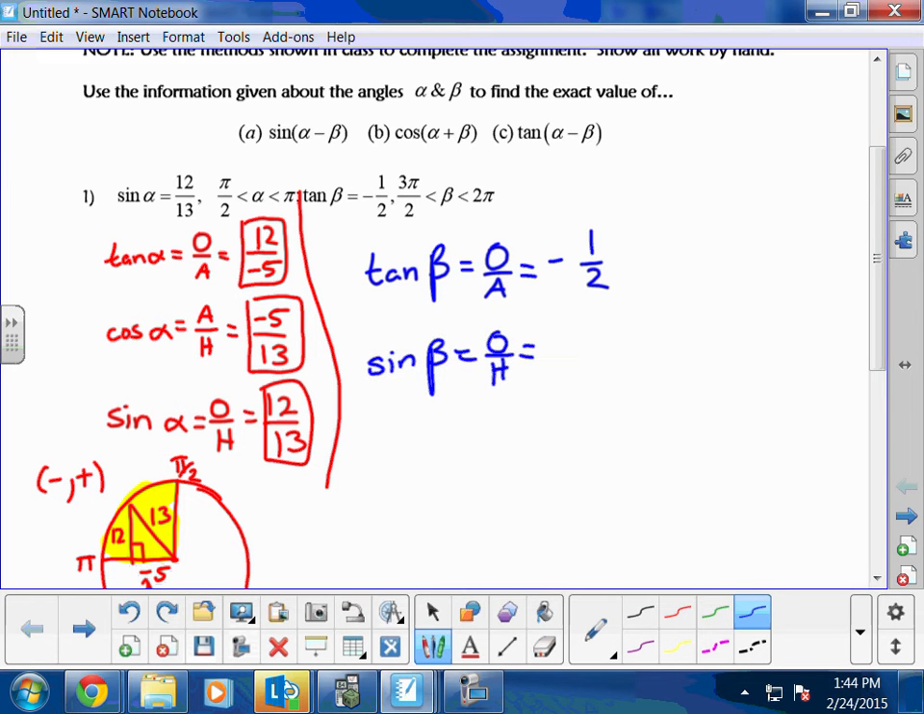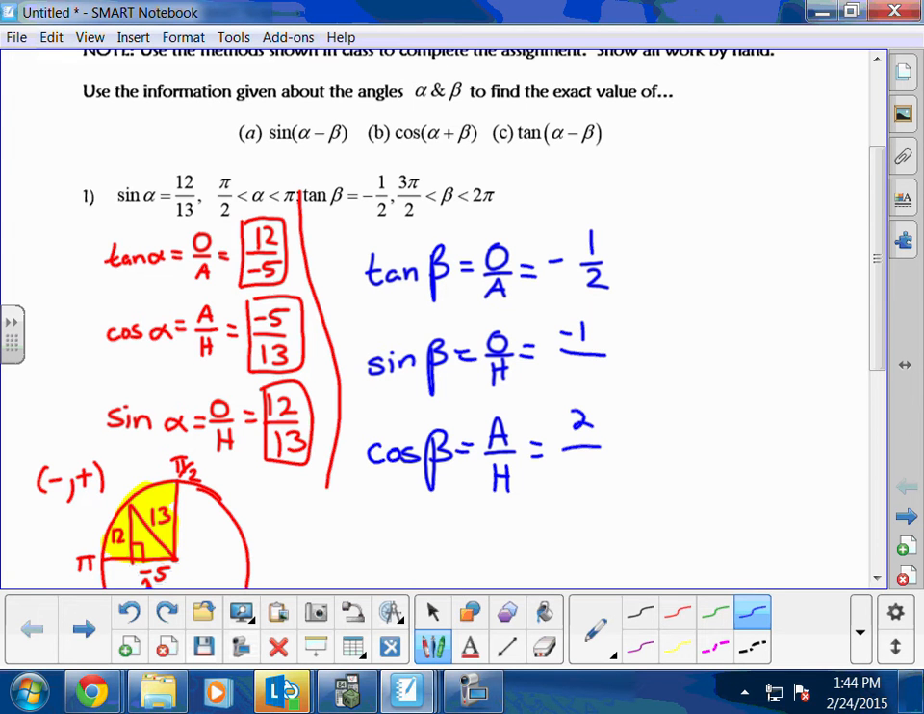I already have the opposite side. In this case, it's going to be negative 1. And I'll show you why it's negative 1. I don't know what the hypotenuse is, and I do have cosine beta. Cosine beta is adjacent over hypotenuse. And in this case, I have adjacent, which is 2. It's going to be positive, though. What I'm missing is the hypotenuse on this one.